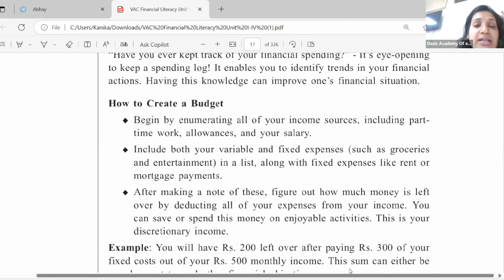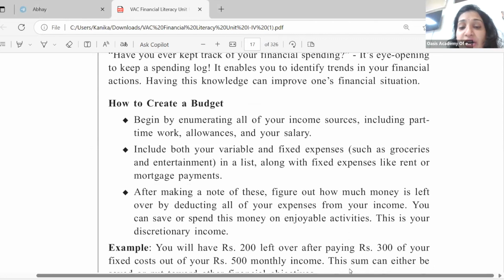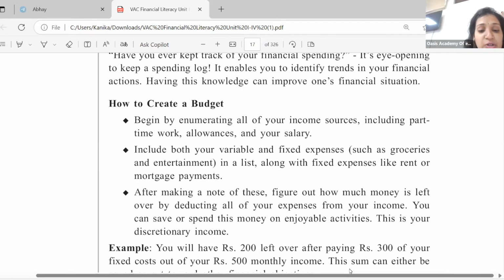First of all, you should know what your incomes are. All your incomes from wherever you earn, you collect all your income sources, which include your part-time work, your allowances, and your salary. Then you include both your variable and fixed expenses. Fixed expenses are like groceries, electricity bills, all types of bills you pay monthly. Variable expenses mean you go for shopping, for social life and everything. After including both, you make a note of this.